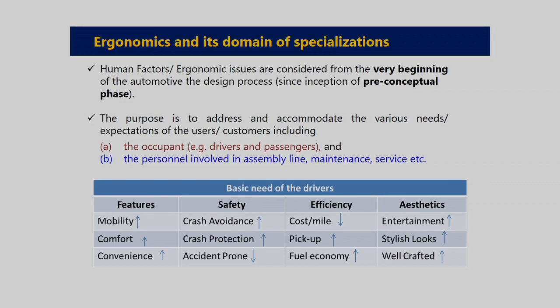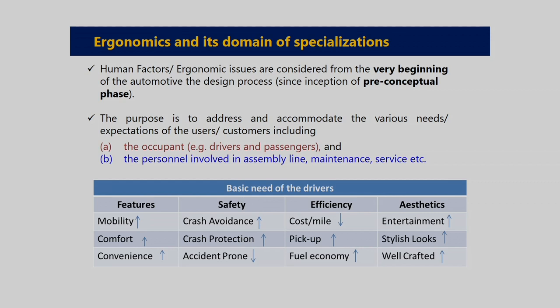So, frankly speaking, there is no specific point to start. Ergonomics is actually present throughout the whole design process of automotive products. It starts from the very beginning, that is the conceptual phase of the automotive design process. The purpose is to address and accommodate the various needs and expectations of the users or customers.